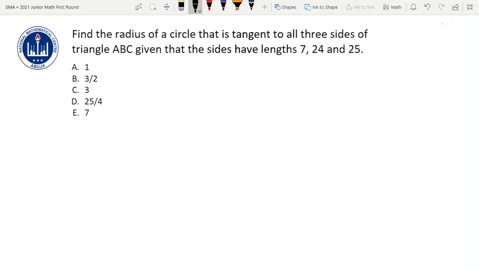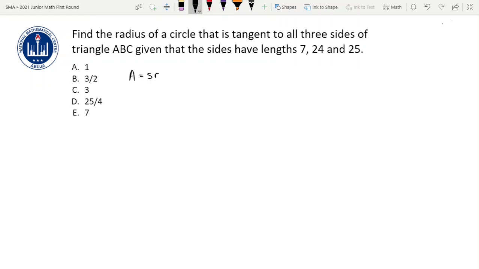In solving this question, we're going to make use of a formula that relates the area of a triangle, the inradius of a triangle, and the semi-perimeter of a triangle. So that formula is A equals S R. So the area of a triangle is the product of the semi-perimeter of that triangle and the inradius of the triangle.